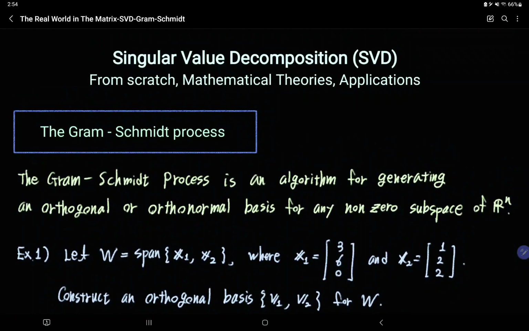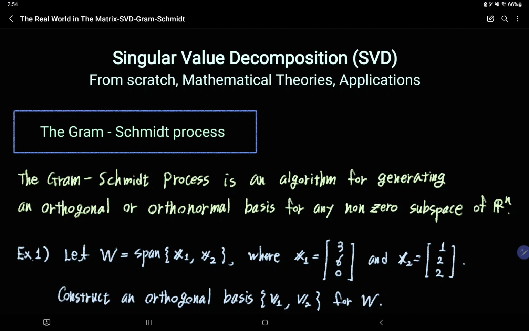Today I'm going to talk about the Gram-Schmidt process. This video is part of the singular value decomposition (SVD) video series. I'm going to cover all the mathematical background of SVD from scratch, and then I'm going to cover some advanced mathematical theory relating to SVD, and we'll see applications.